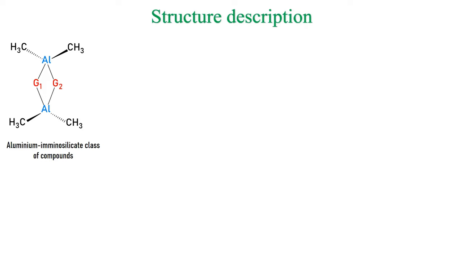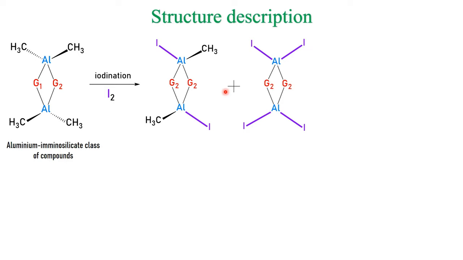So before going to the refinement part, let's have a look at the structure of the present molecule. The present molecule is a class of aluminium iminosilicates. The stepwise halogenation with elementary iodine leads to two different halogenated cases, a twofold and a fourfold halogenated case, whereby for each iodine atom added, one methyl group is eliminated.